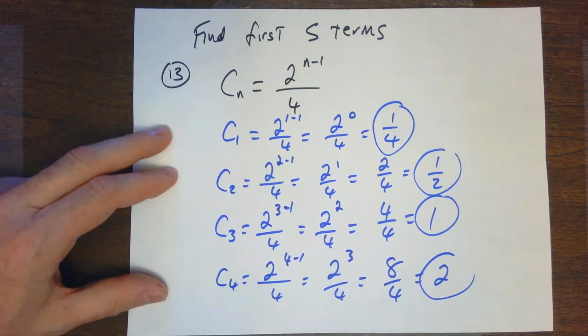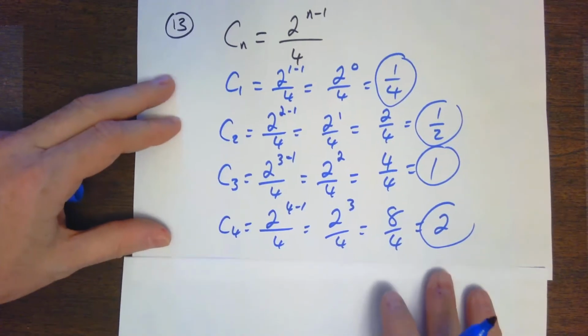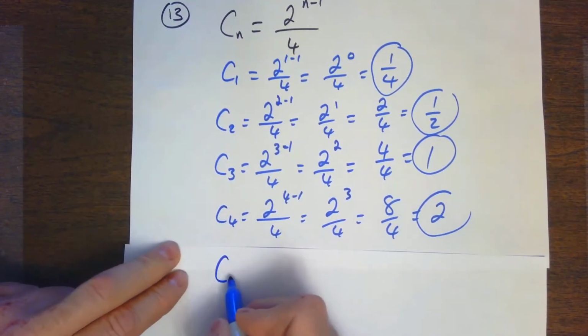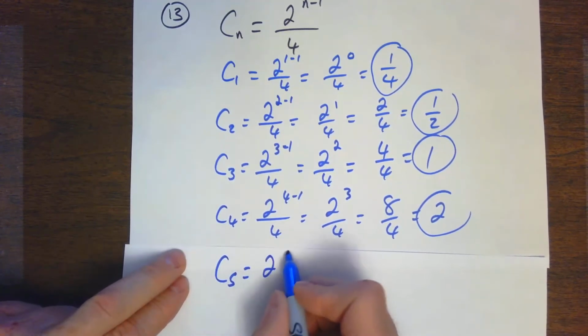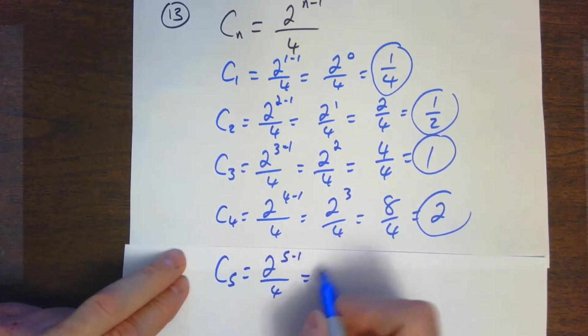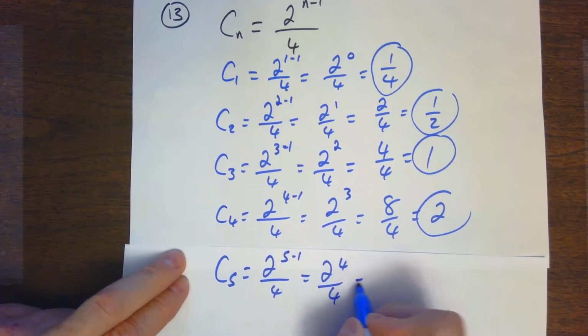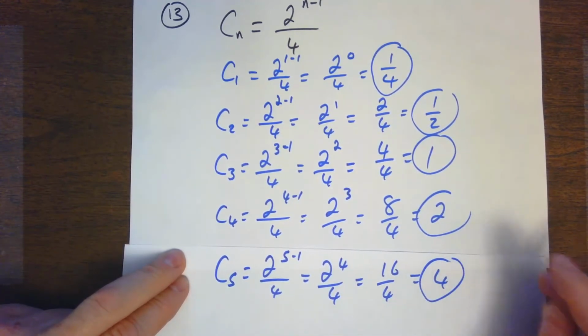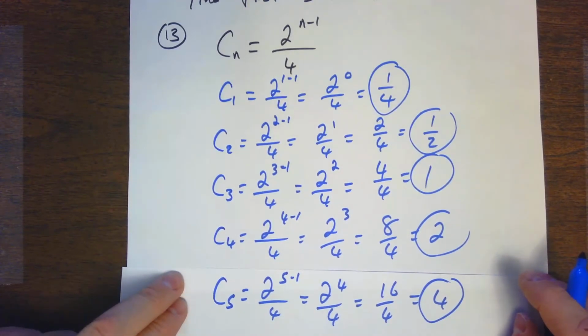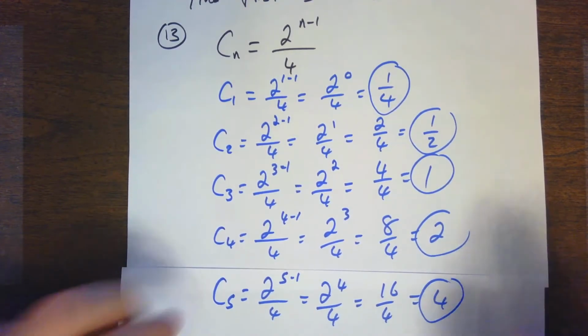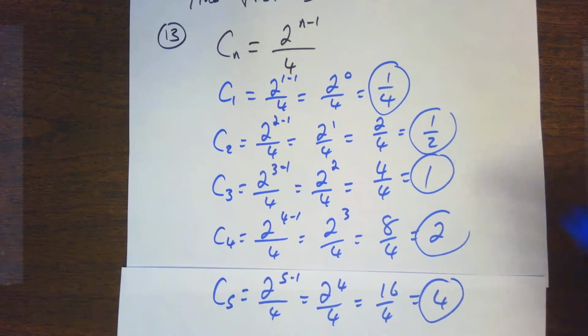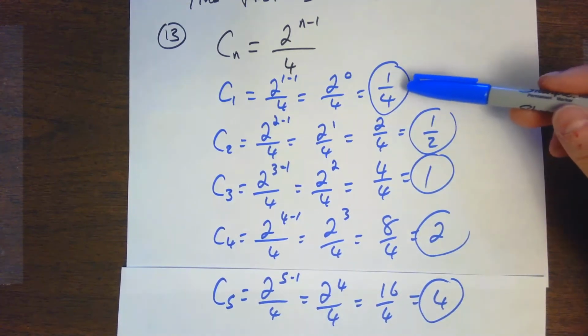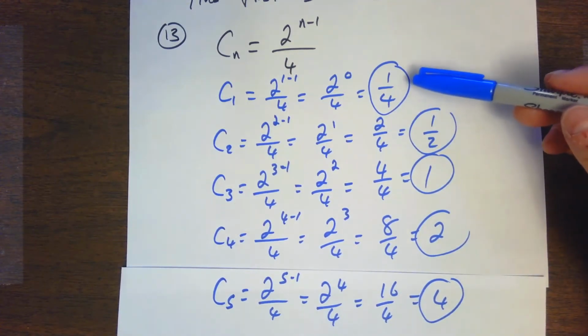And I've run out of paper, but I want to do one more term here. So C sub 5, my fifth term, 2 to the 5 minus 1 over 4. 2 to the fourth over 4. 2 times 2 times 2 times 2 is 16 over 4, which is 4. So there it is. So I have the first 5 terms. I've generated the sequence.